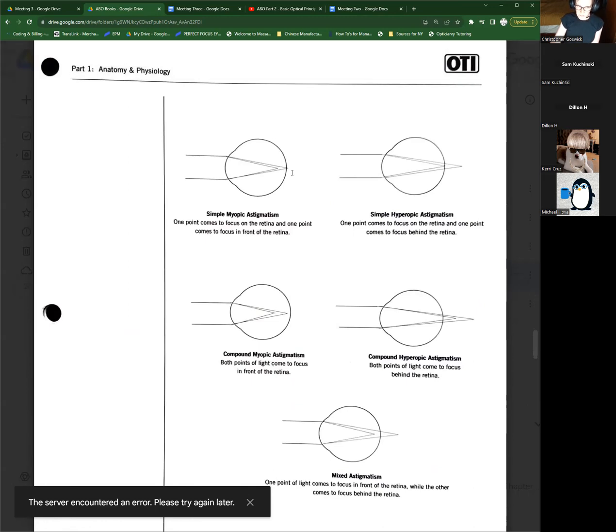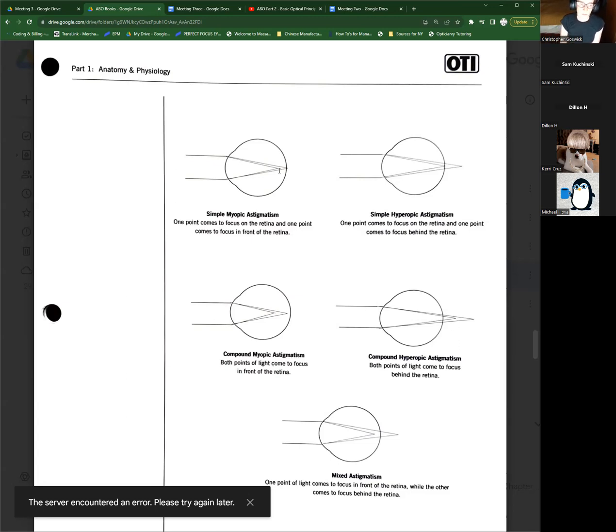Again, fairly straightforward with the pictures, but what you're going to see is that with simple myopic astigmatism, one power is going to go perfectly to the retina. So you can see that it looks emmetropic, it's meeting where it should be. But then the second power, the astigmatism power, because of the shape of the cornea, is coming to a point in front of the retina. Because that is staying on the minus side, falling short of the retina, you're going to be calling that simple myopic astigmatism.